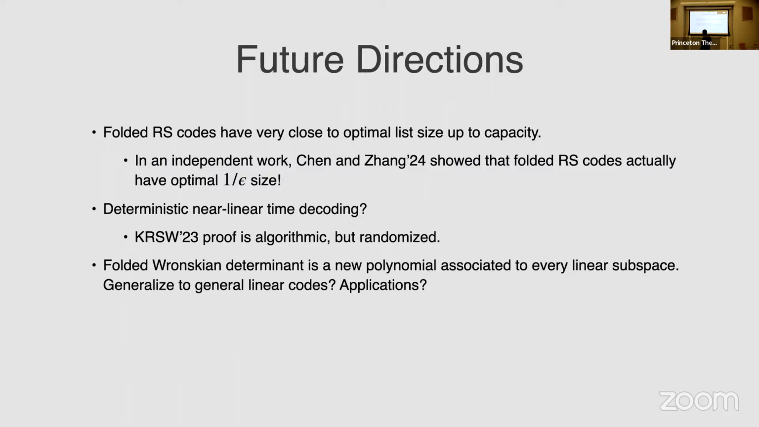This folded Wronskian determinant is basically a new polynomial that is associated to every linear subspace. It's not a property of these polynomials, it's really a property of the subspace they are spanning, up to a constant. And it's like we are giving up more and more structure as more and more complicated affine subspaces we look at. So a dimension 2 affine subspace is going to be more structured, dimension 3 less structured, and so on. Can we generalize this to general linear codes? Can there be more applications of this? I think it's an interesting idea.